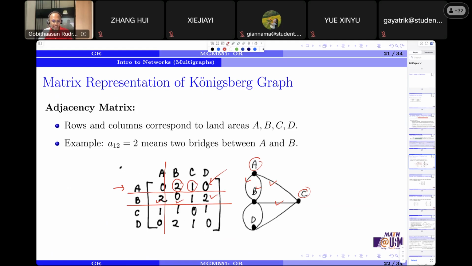So this would be the adjacency matrix representing Königsberg's bridge problem. Okay, so this is how we store the graph information in the computer. And then when we want to visualize this graph, the input would be the matrix, the output would be the graph. There are many software that can be used to draw this graph. The input will be as simple as the adjacency matrix.